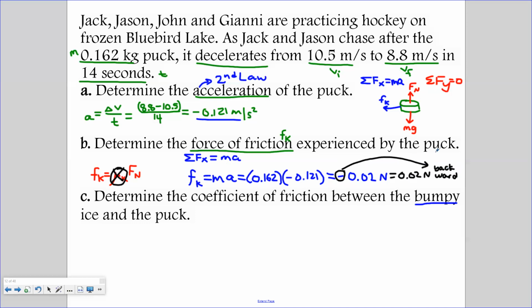Okay, our puck is slowing down. So the magnitude of the force is 0.02, the direction is backwards. So 0.02 is the amount, backwards is the direction. All right, part C, determine the coefficient of friction between the bumpy ice and the puck.